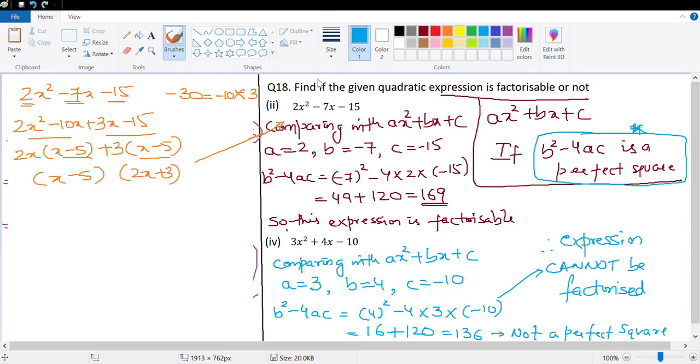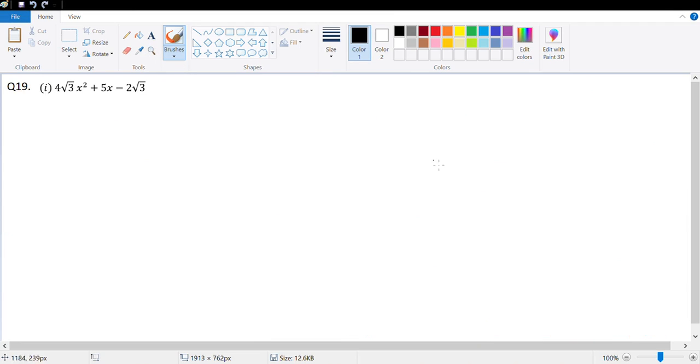That brings me to the last homework question that I had given you. That's question number 19. 4 root 3 x square plus 5x minus 2 root 3. So I need to find factors of 4 root 3 into negative 2 root 3. That's 4 into 2, 8, 8 into 3, 24. So I need to find factors of negative 24, the sum of which is plus 5, which means negative 3 multiplied with plus 8.